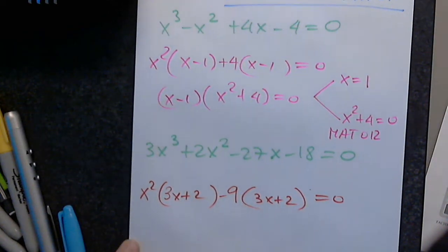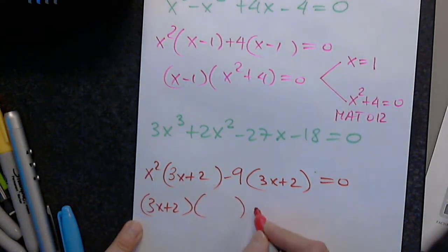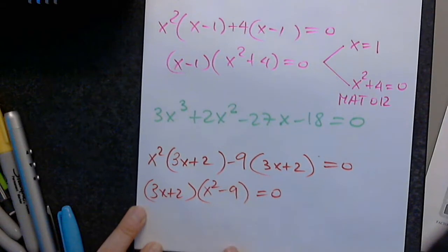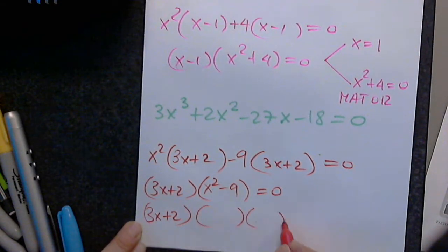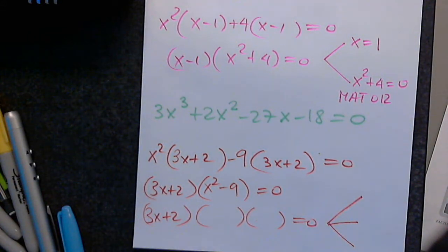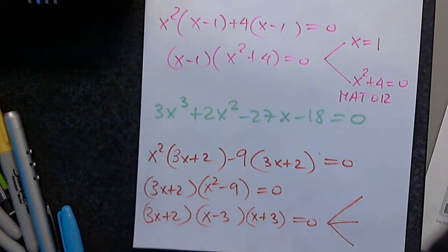Very good. -9. Now the common factor is 3x plus 2. What is left in parentheses? Good. I know how to handle x squared minus 9, and then I will obtain the 3 solutions. So how do we handle x squared minus 9? Very good. And please, I'm ready for your 3 solutions.